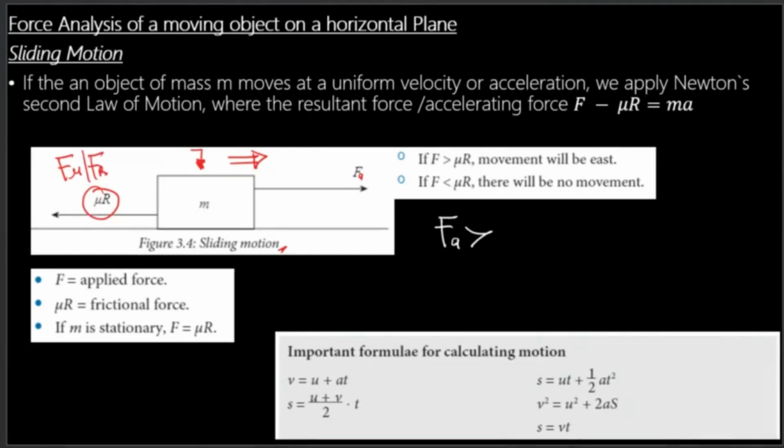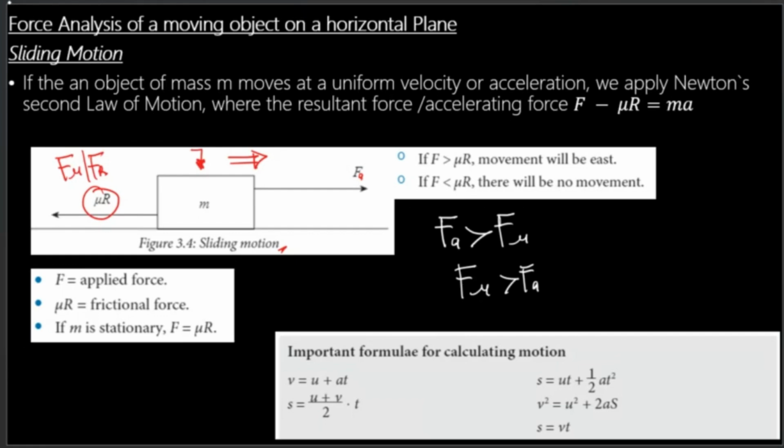So if the applied force is greater than the frictional force, of course, the frictional force is the force that will oppose the movement of the motion, the object will move forward. That is if the applied force is greater. But if the frictional force here is more than the applied force, the object will still be stationary. So that is the concept of a sliding motion.